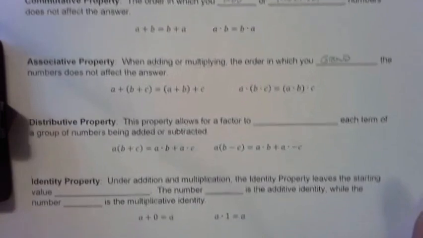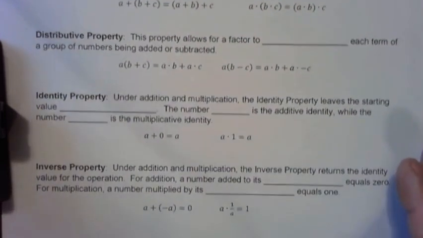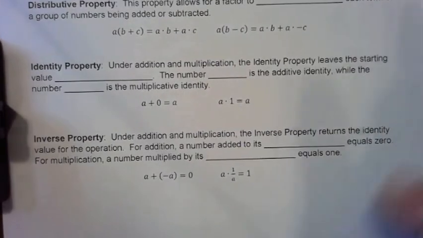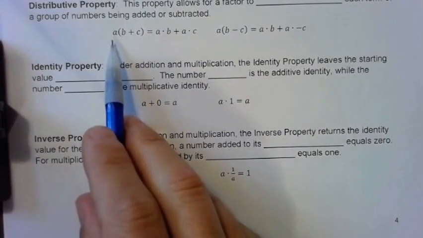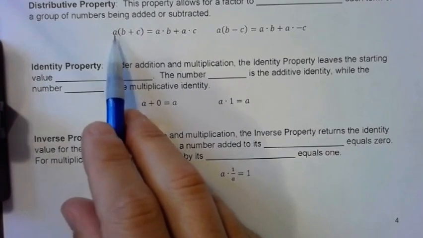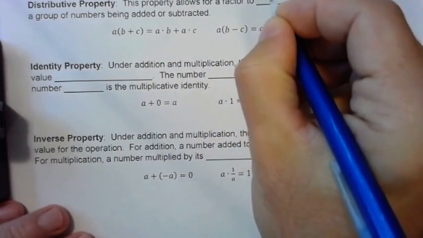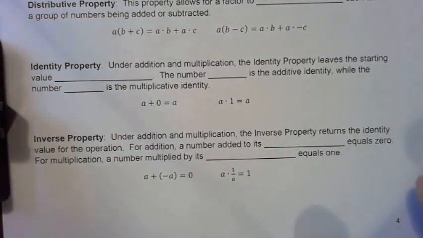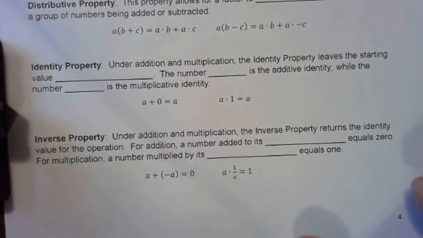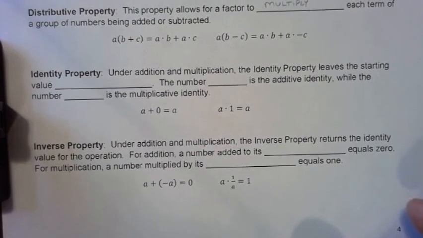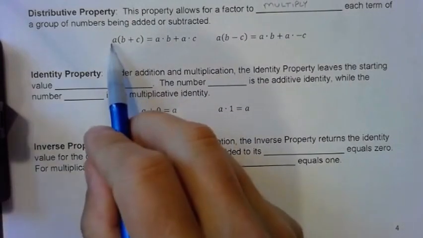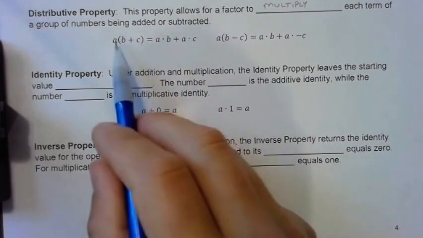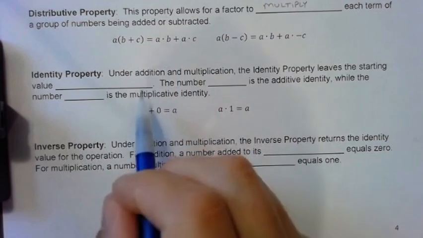Next, we're going to review the distributive property. When you have the distributive property, there's a number on the outside of the parentheses, and that is the factor that is going to allow us to multiply each term of a group of numbers that is being added or subtracted. So here, A is multiplying B plus C. I can do A times B and add it to A times C.